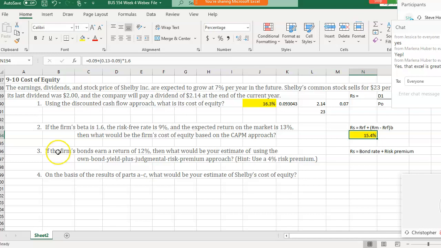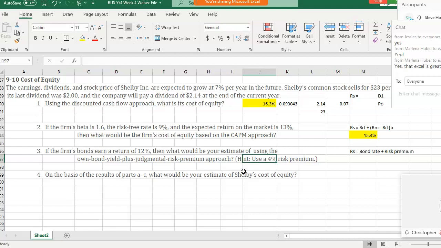Then the last formula is here. It says if the firm's bonds earn a return of 12%, what would be your estimate using what they call the own bond yield plus judgmental risk premium approach? And it says use 4%. So the chapter talks about there's studies that show that for most publicly owned companies, their R sub S is roughly 3 to 5% higher than their bond yields.